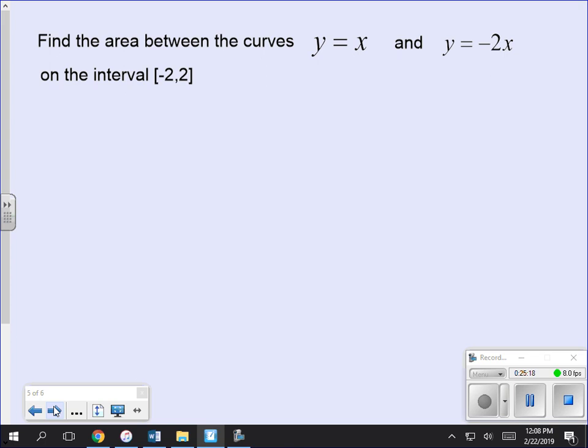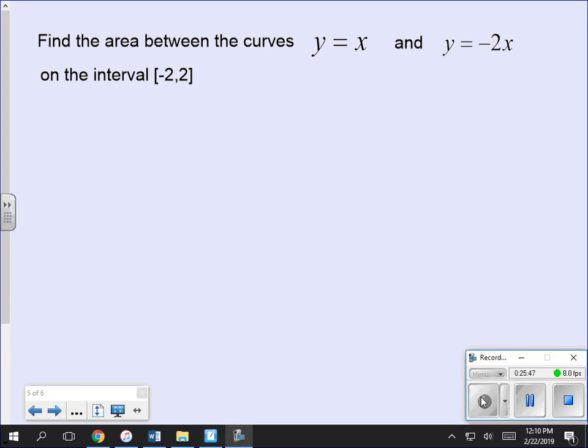So, find the area between the curves y equals x, y equals negative 2x on the interval from negative 2 to 2. I want you to do this, but I want you to do it step by step. Step number 1, draw a diagram. Draw and label a diagram. I want you to do that first.